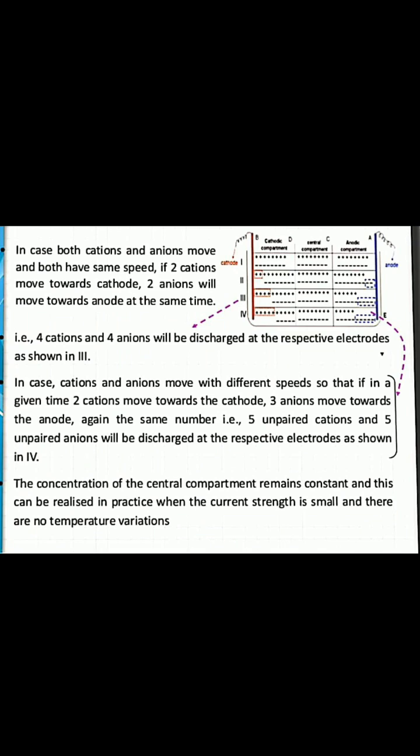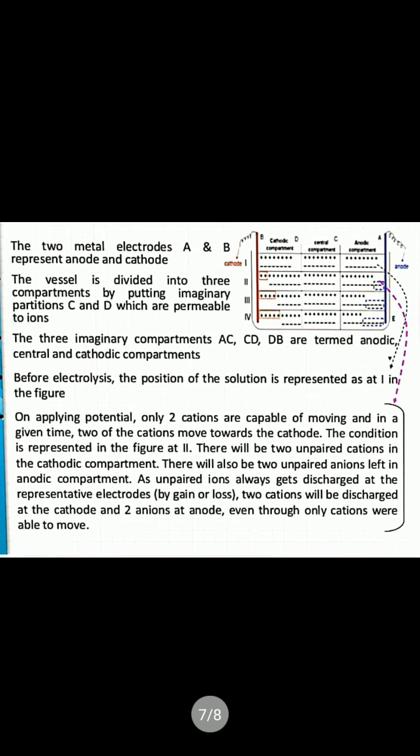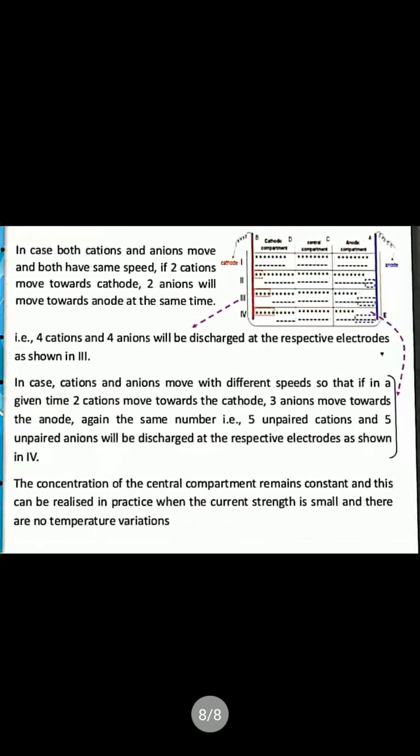In all the cases, the concentration of the central compartment remains constant, and this can be realized in practice when the current strength is small and there are no temperature variations. So, this is about the Hittorf theoretical model. Next, we study transport number in the next lecture.